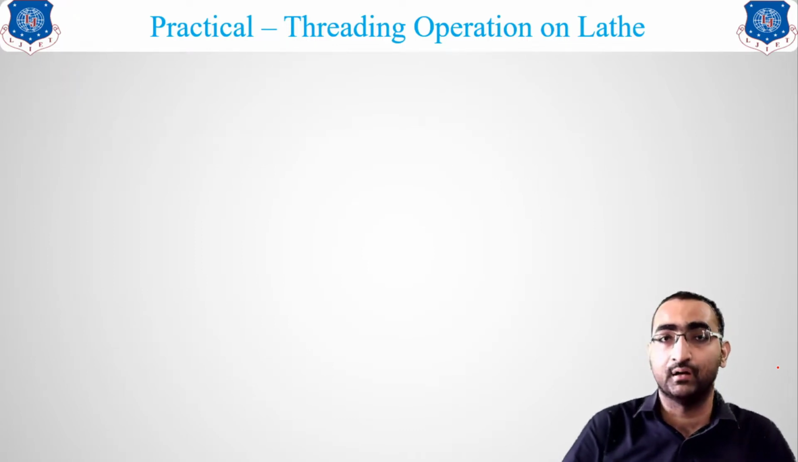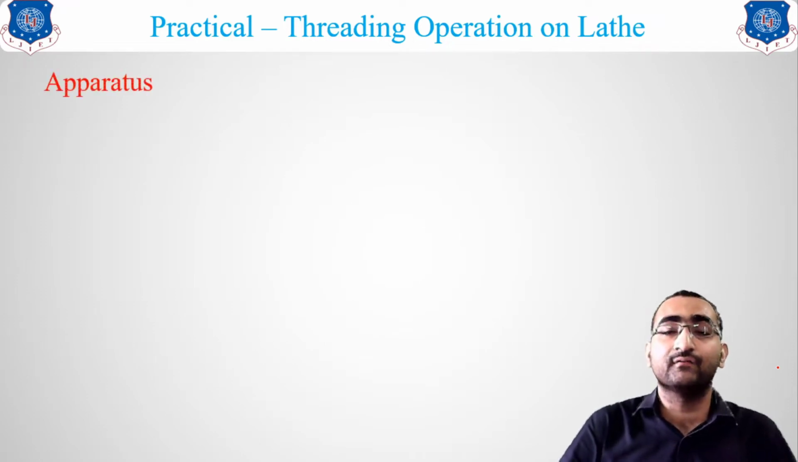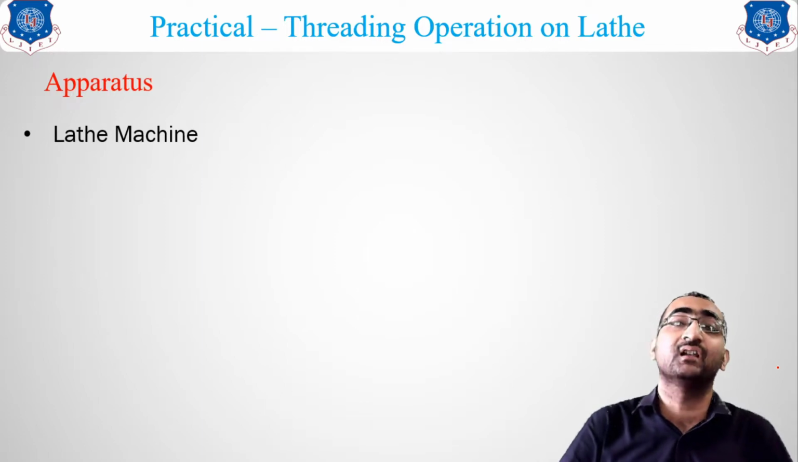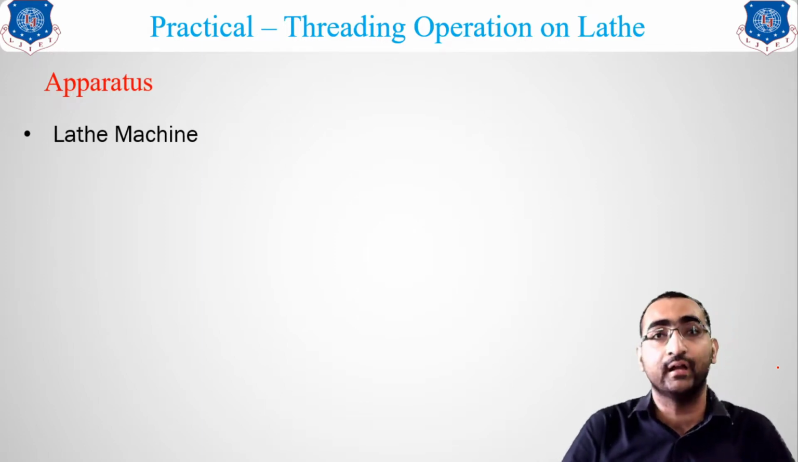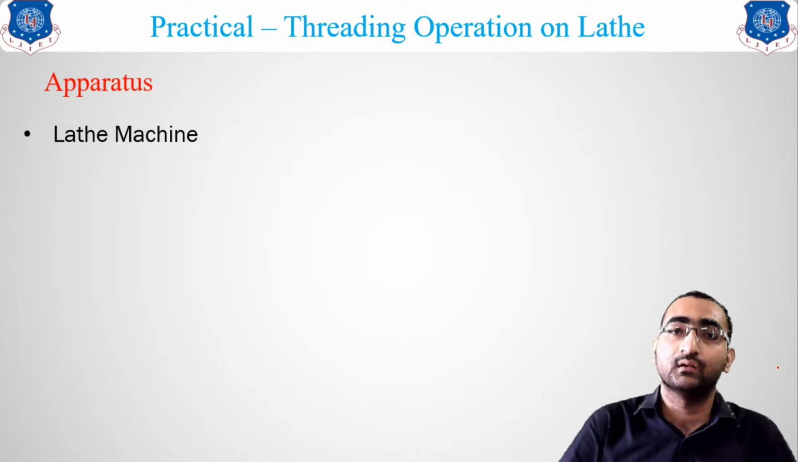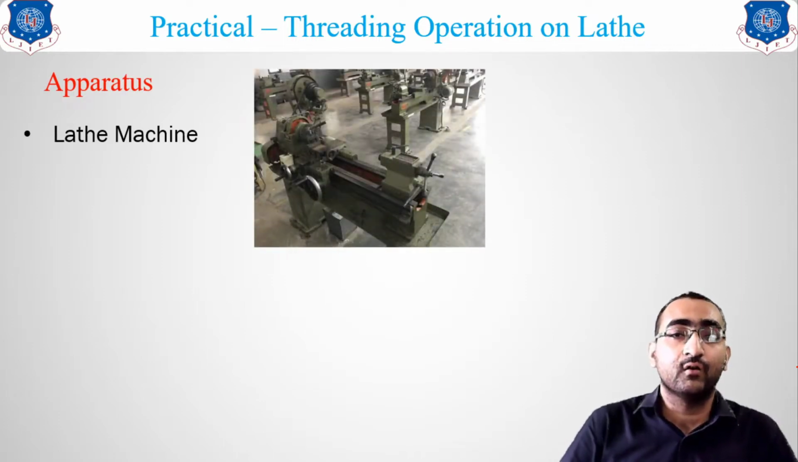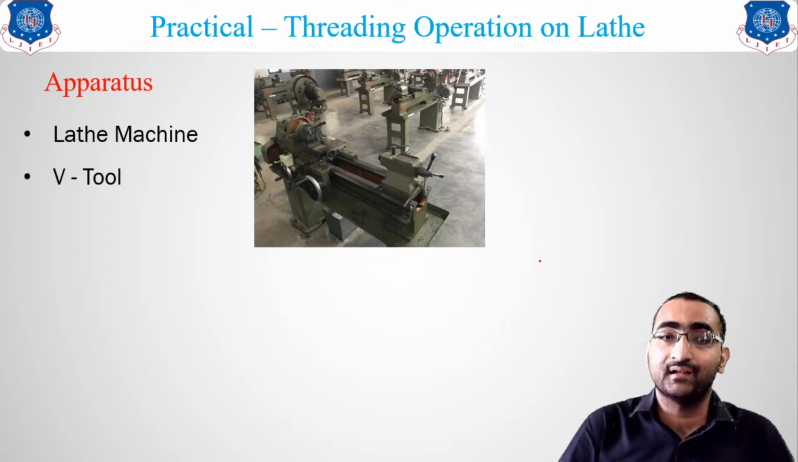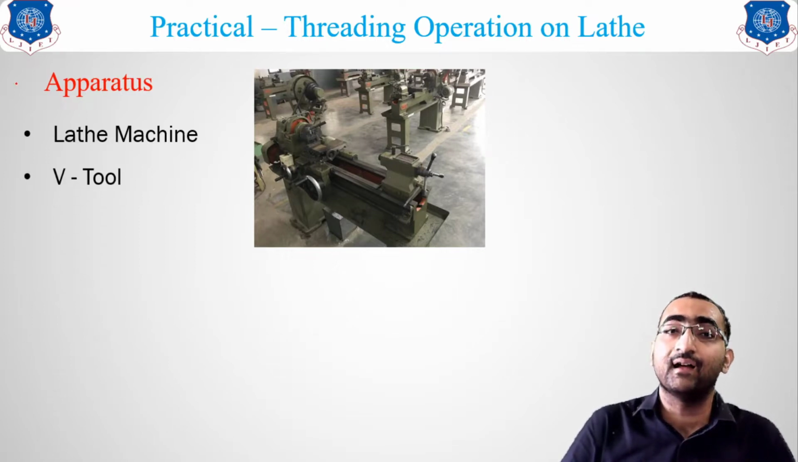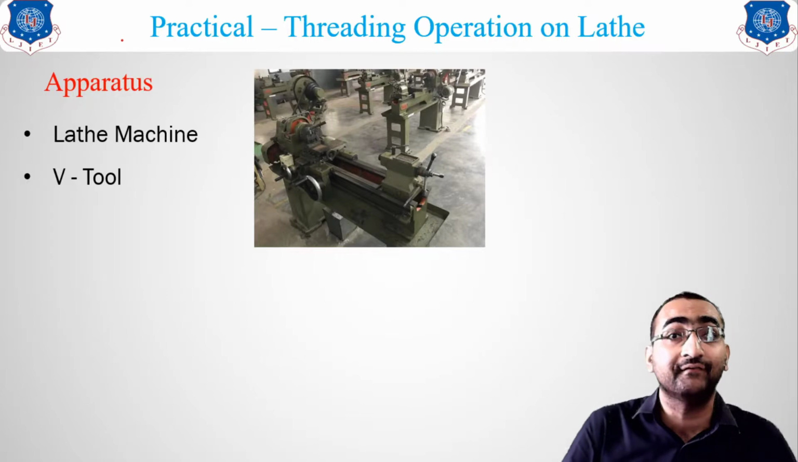That is known as a threading operation. Now, which apparatus do we require for this particular operation? The first apparatus is the lathe machine on which we are going to perform this operation. This is the lathe machine on which we are going to perform threading. The second one which we require is the tool, known as a V tool.